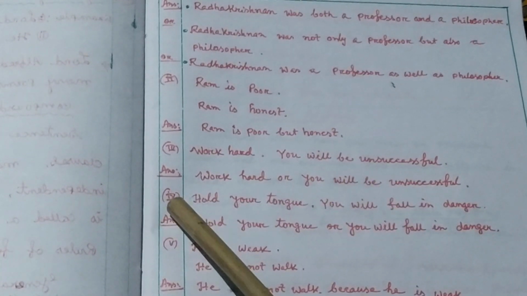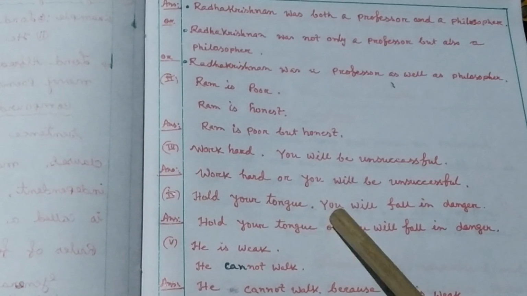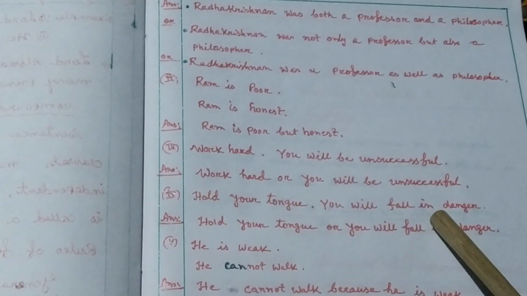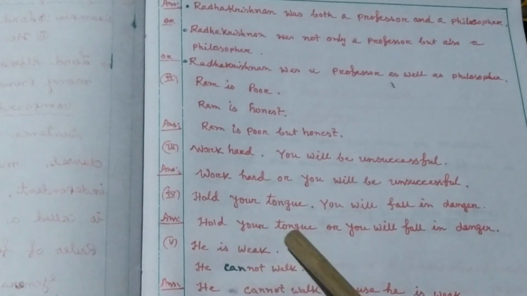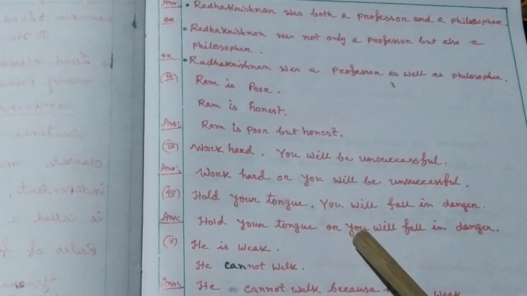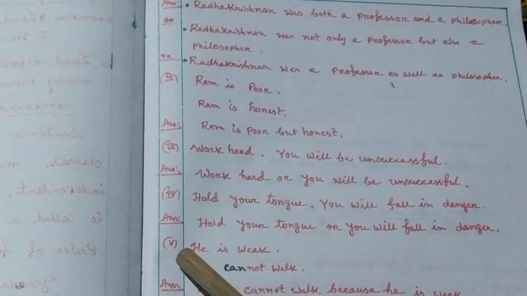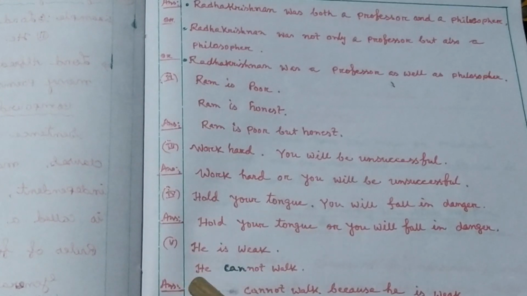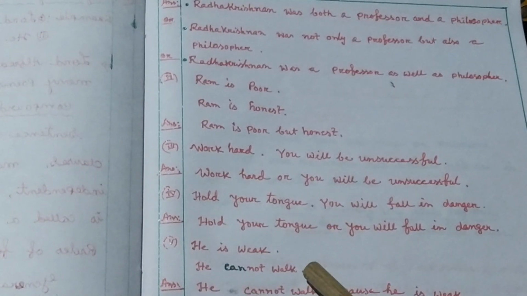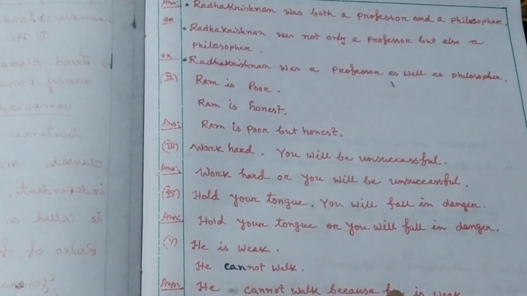Now students, number 4, hold your tongue. The first simple sentence. Second simple sentence, you will fall in danger. So the answer is: hold your tongue or you will fall in danger. Now students, number 5, he is weak. First simple sentence. Second simple sentence, he cannot work. So the answer is he cannot work because he is weak.